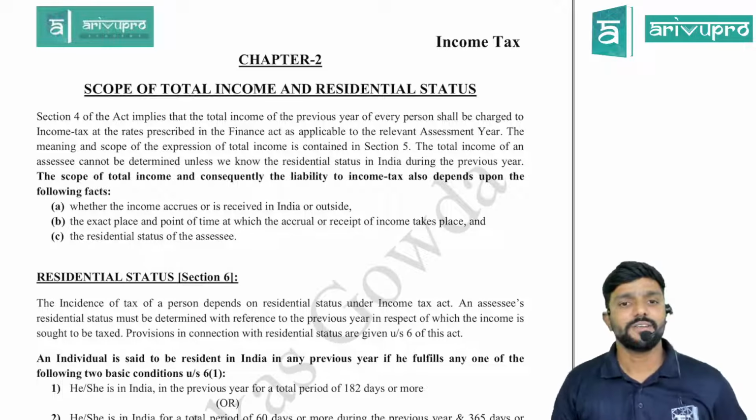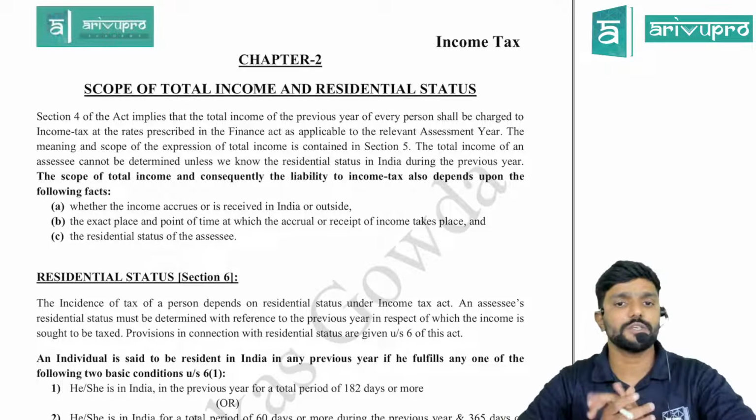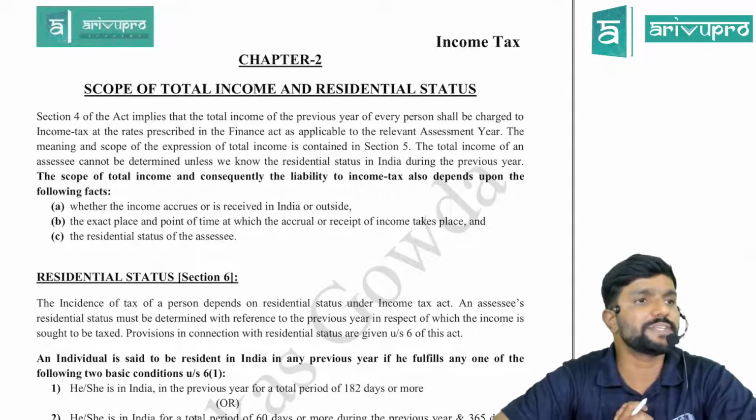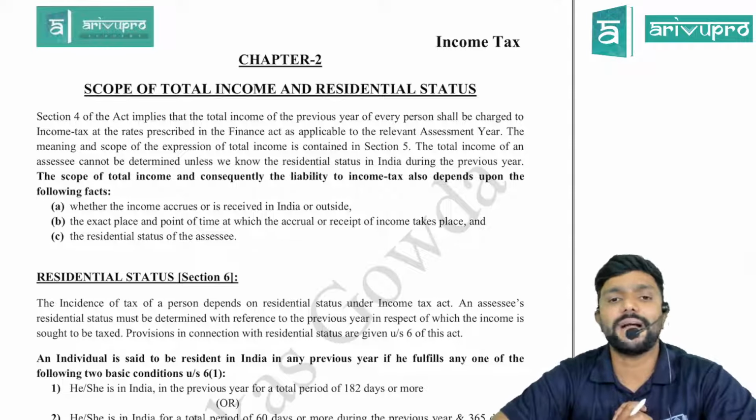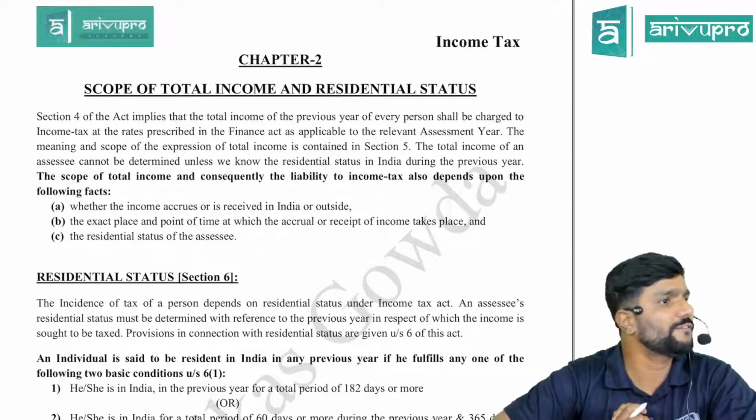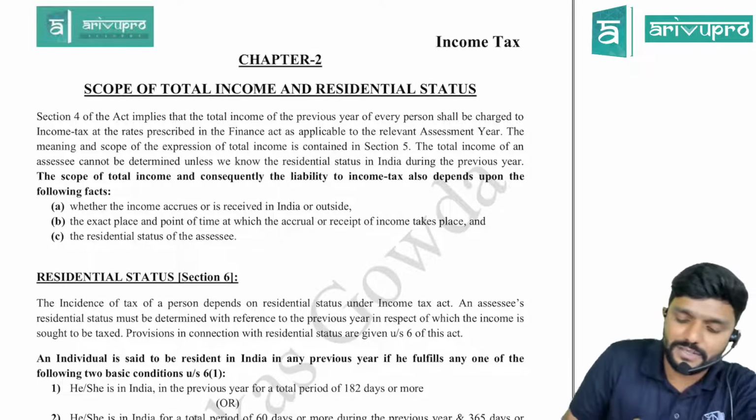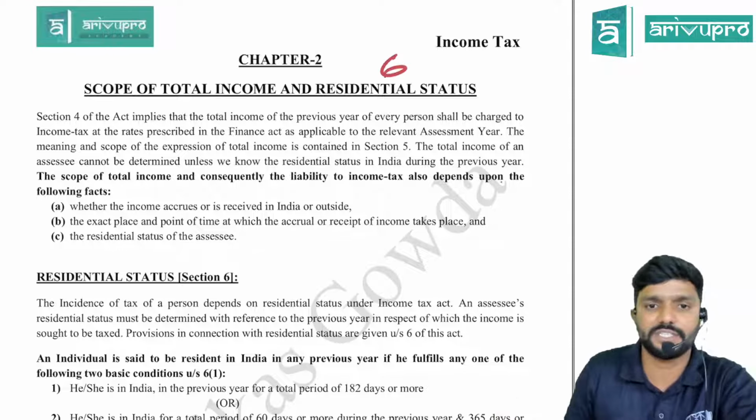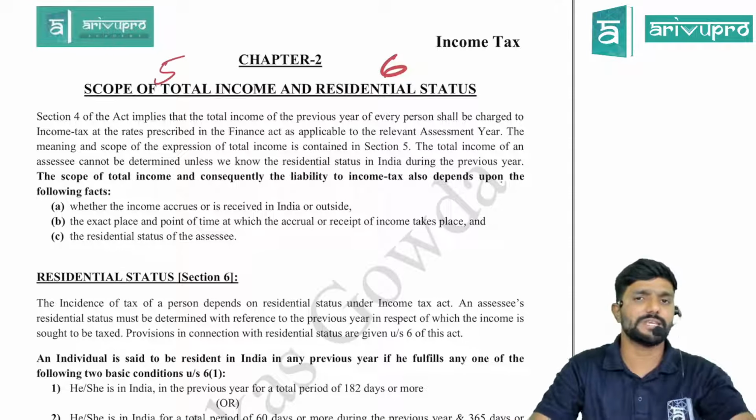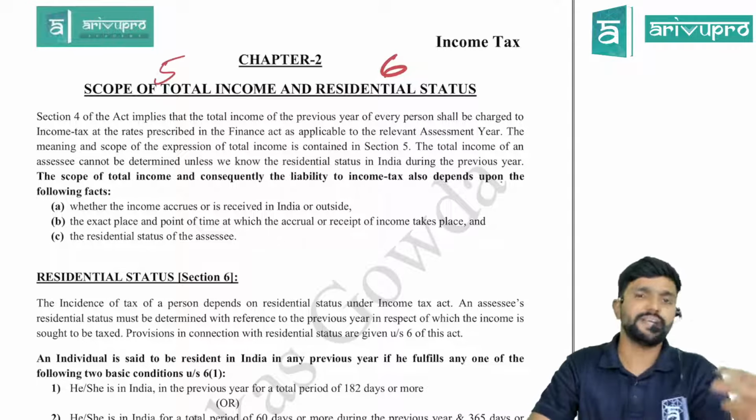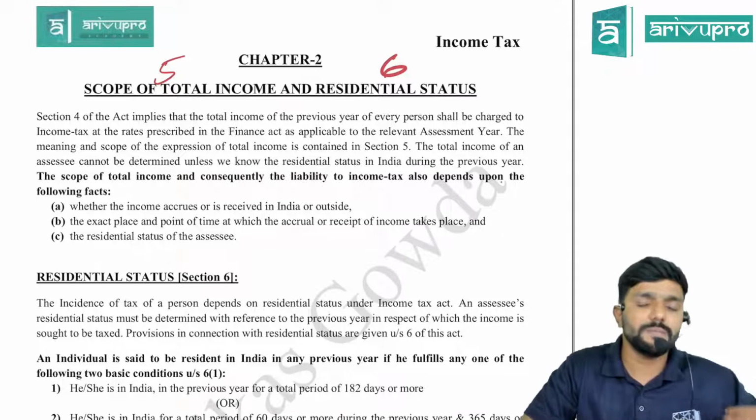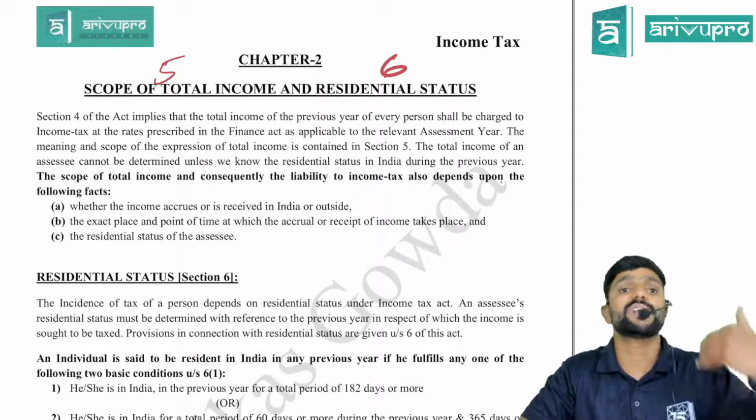Fine guys. We shall start with chapter 2, which talks about scope of total income and residential status. So two different topics we'll be learning in this chapter. First part, I would be covering residential status. Once we are done with it, then we will go back to scope of total income. Section 6 talks about residential status and scope of total income is given in section 5. But I will be going vice versa. First, I will be doing 6 because 5 is dependent on 6. Section 5 will tell what income is taxable in India, which depends on your residential status.